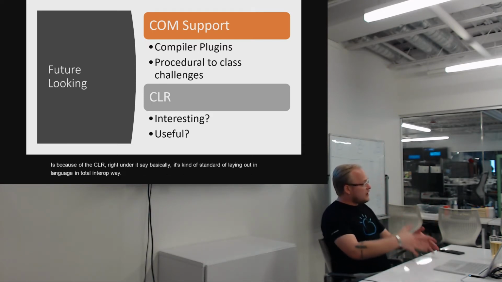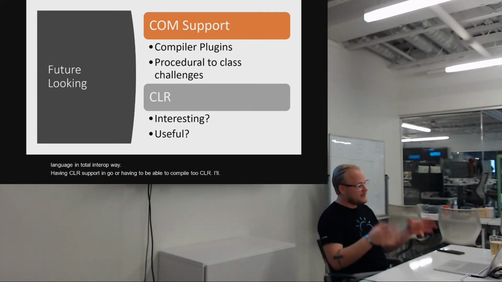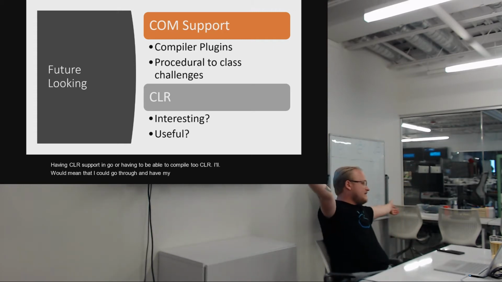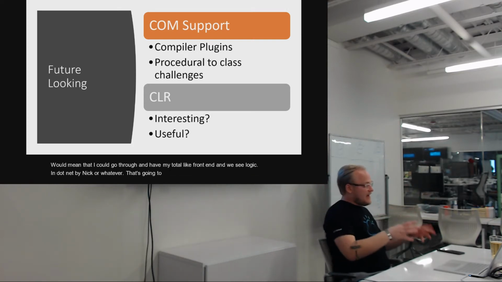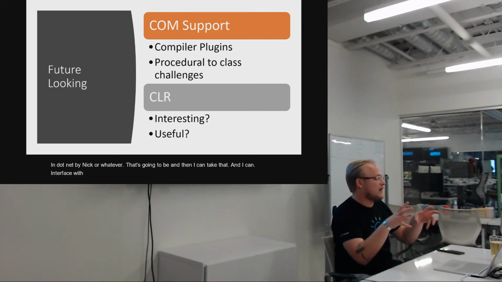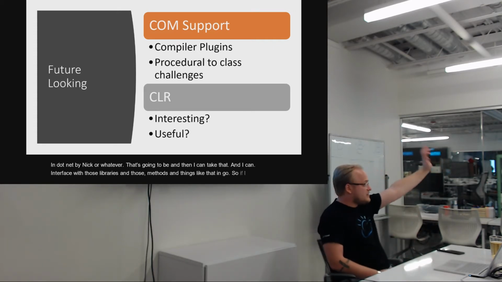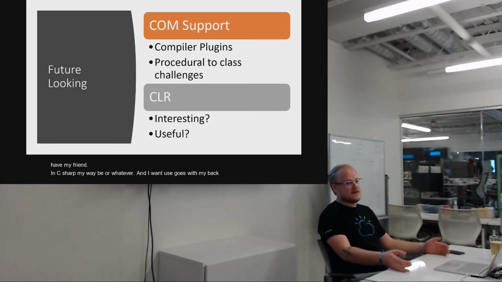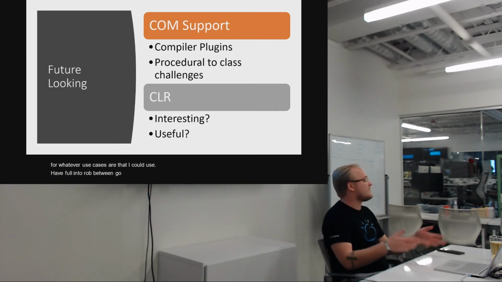Having CLR support in Go, or having Go be able to compile to CLR-IL, intermediate language, would mean that I could have my total front end MVC logic in .NET, .NET Core, whatever that's going to be, and then interface with those libraries and methods in Go. So if I wanted to have my front end in C#, like my web API, and use Go as my back-end system language, then I could have full interop between Go and C# or Go and F# or whatever that's going to look like.